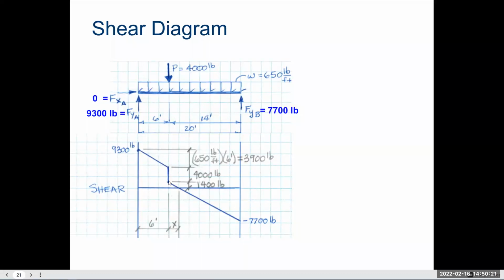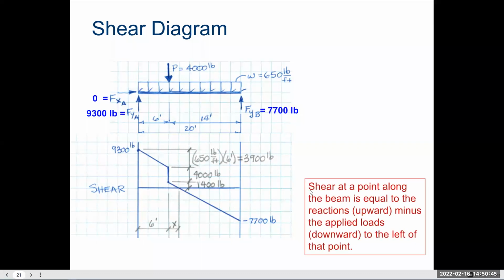Next up, there's a big drop off because that's where point P is. So that'd be 4,000 pounds drop off here. And then from the rest here, we have to get all the way down to negative 7,700 on the other side. The easiest way would just be to draw a nice linear line, because that line would be 650 pounds going down every foot. Right, so that's how the shear diagrams work. Okay, so again, we see upward reactionary force upwards minus the applied loads downwards to the left.